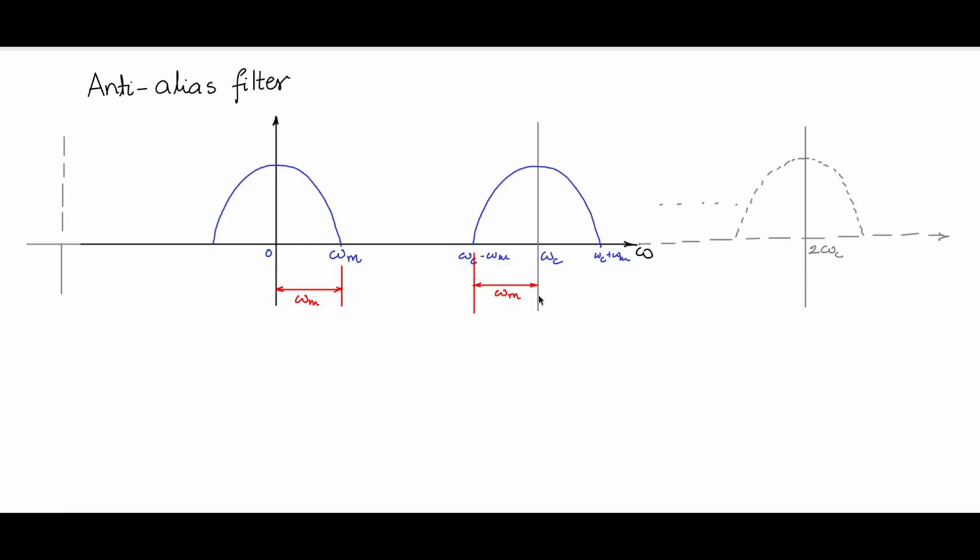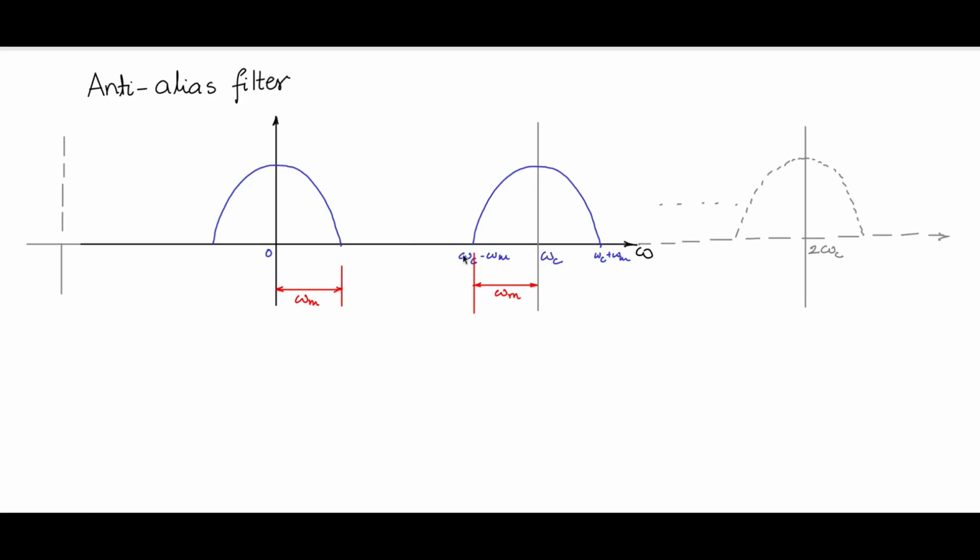Now what happens if I reduce the value of omega c for the same baseband signal, the modulating signal? What happens if I keep reducing the value of omega c? You will see that this is moving closer to the modulating signal shape. So let us see that.